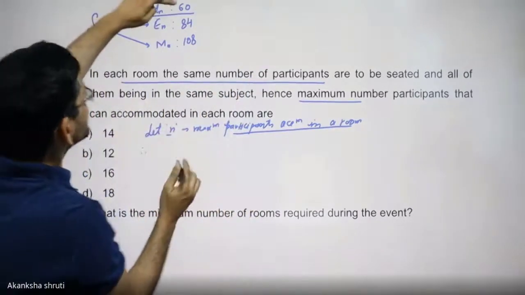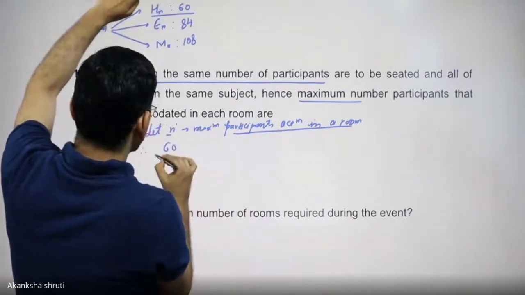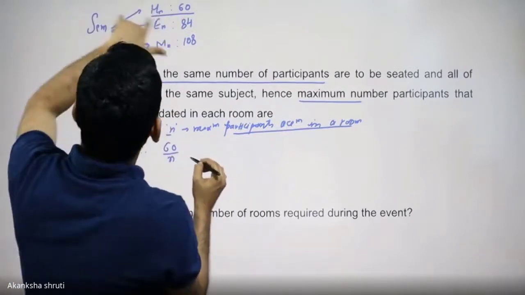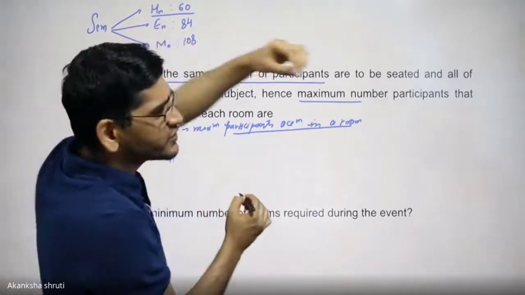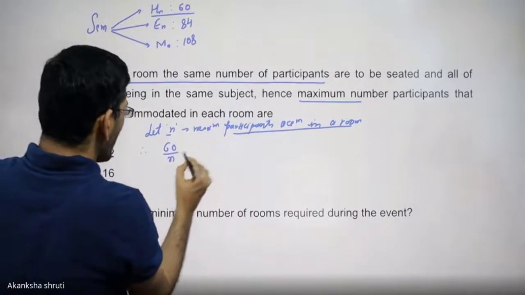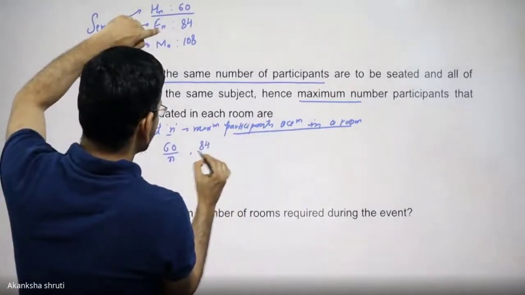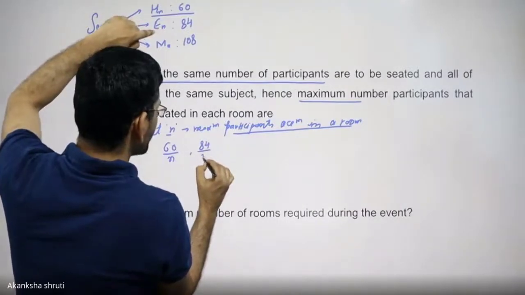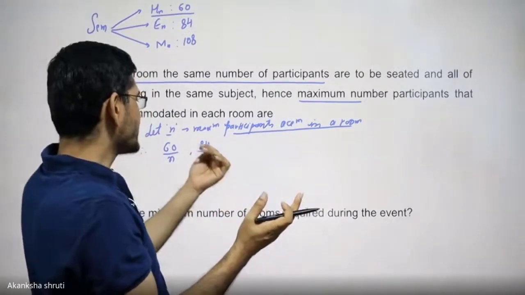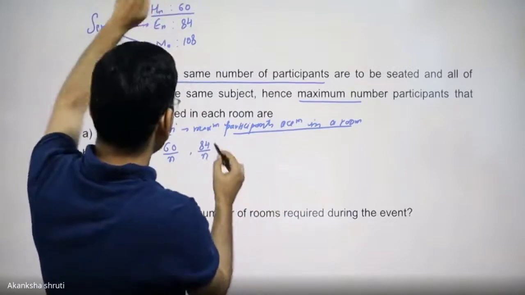It simply means if we are dividing this 60 by this n, this means the 60 Hindi participants can be distributed among a certain number of rooms as per their capacity. Also, the 84 participants can be distributed among a certain number of rooms, but their number will again be this n only in each room.